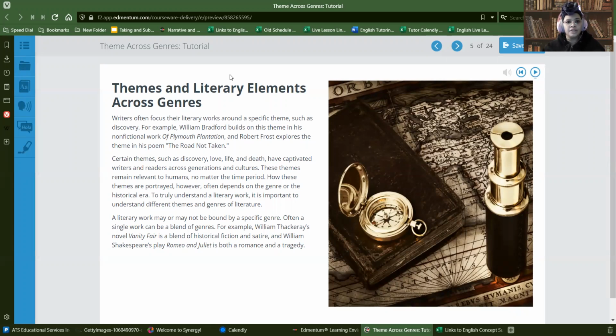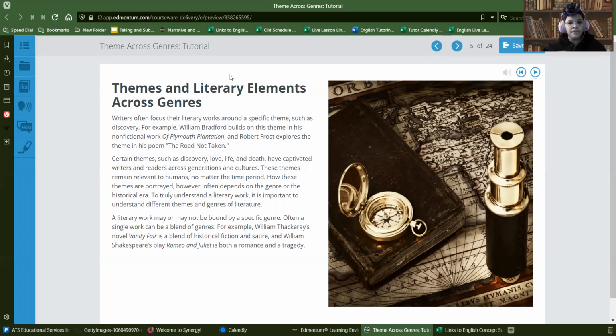Alrighty, so this lesson is called Themes Across Genres. So they just want to give you information about different themes, how they can show up through books, and they want to give you a list of different types of genres and how they've developed over time. So they talk to you at first about what themes are. So the theme is the central idea of an artistic work.